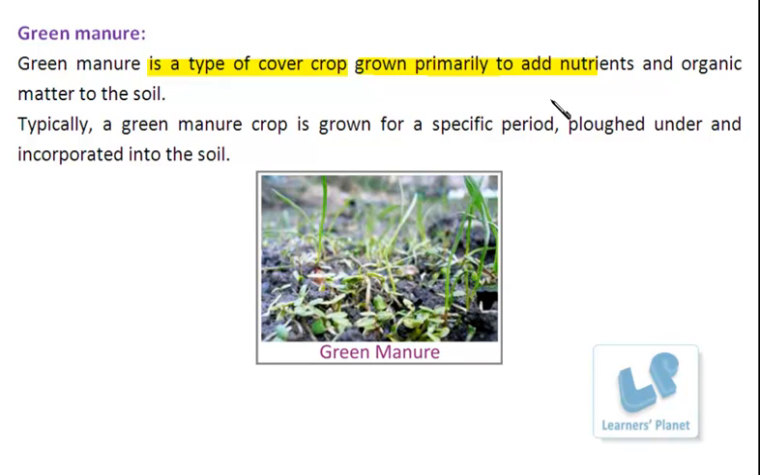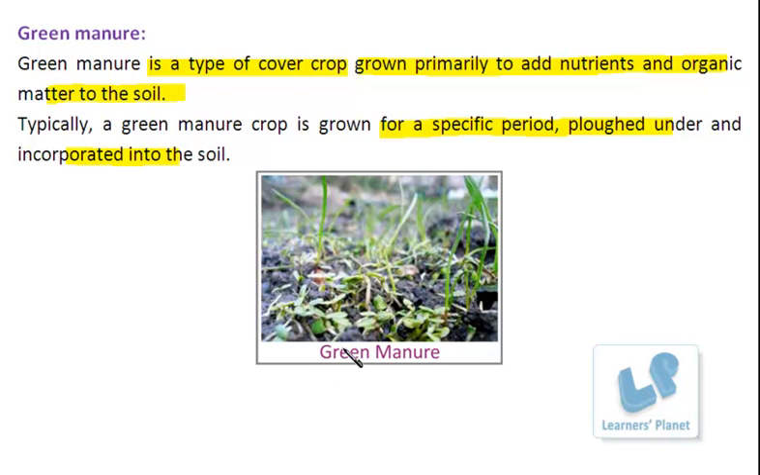A particular type of crop is selected and grown for a small period of time. Then it is ploughed over there itself, and this harvested material, whatever has been present, just gets mixed up or incorporated into the soil. In this way, this type of practice adds extra nutrients and organic matter to the soil itself. So this is how this extra crop which is grown in a land can increase the fertility of the soil.